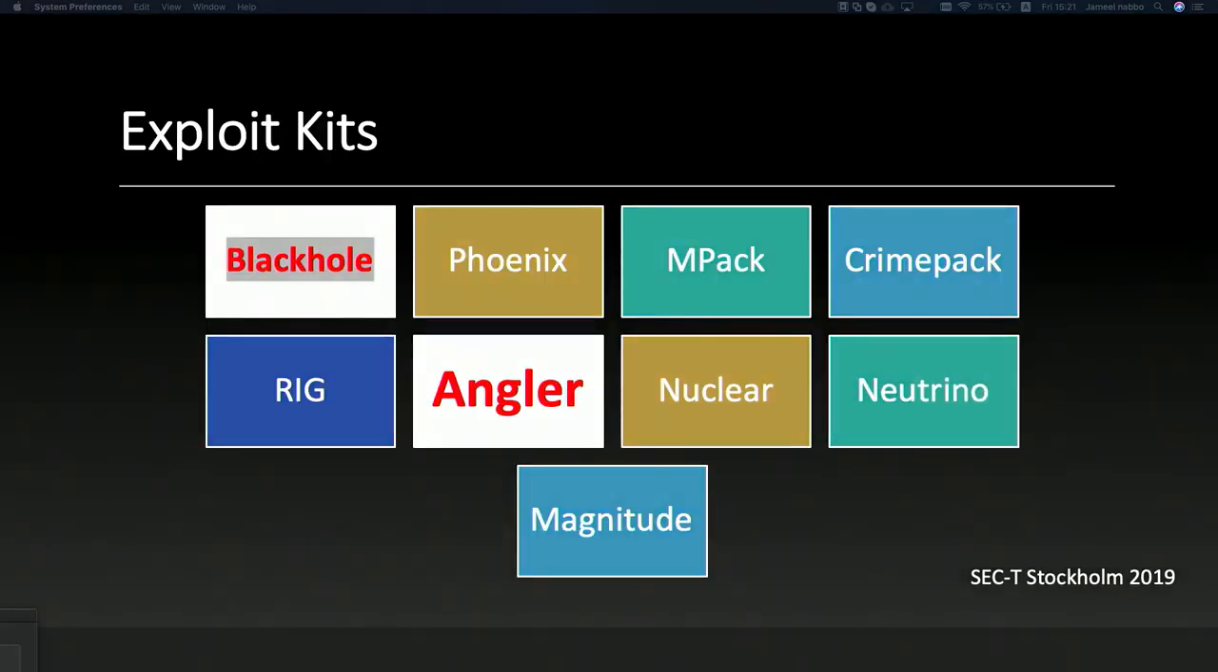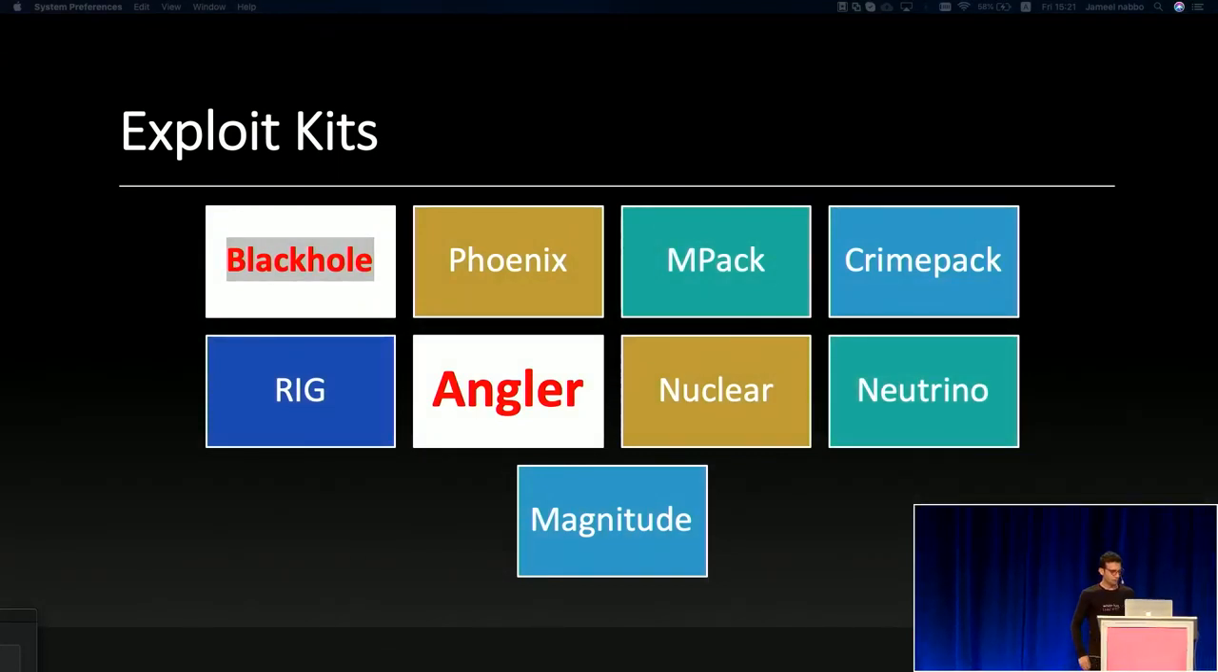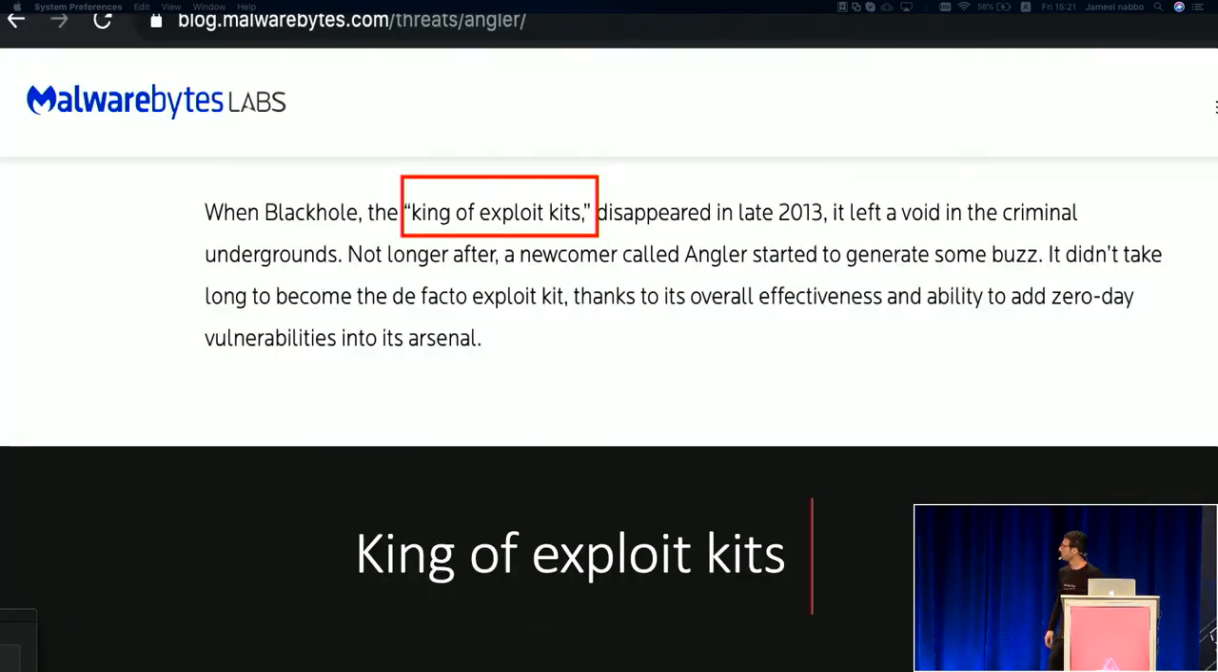Exploit kits: we got Black Hole, Angler, Nuclear, Magnitude, these kinds of cool guys. They have a fancy logo with just their names. If you really dig into exploit kit and crime history, you're going to find that, as Manuel White says, the king of exploit kits is Black Hole. Why? Because it uses really cool delivery techniques.